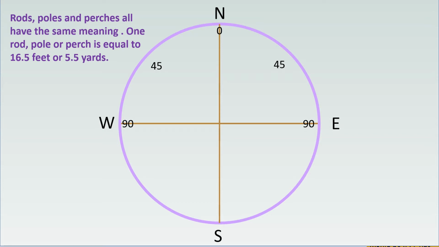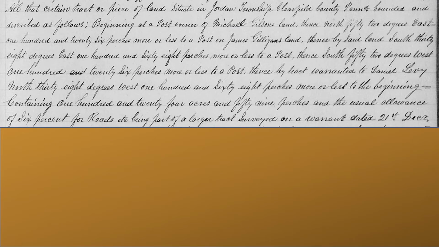Rods, poles, and perches all have the same meaning, and they are equal to 16.5 feet or 5.5 yards. If it says 5 rods, it would go 27.5 yards. If it says 10 poles, it will go 55 yards. If it says 15 perches, it will be 82.5 yards. Let's look at a few examples. The measurements are not a correct perspective, but hopefully it will give you an idea of what the wording means.